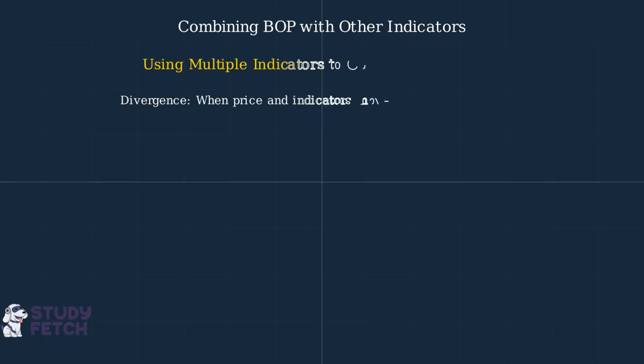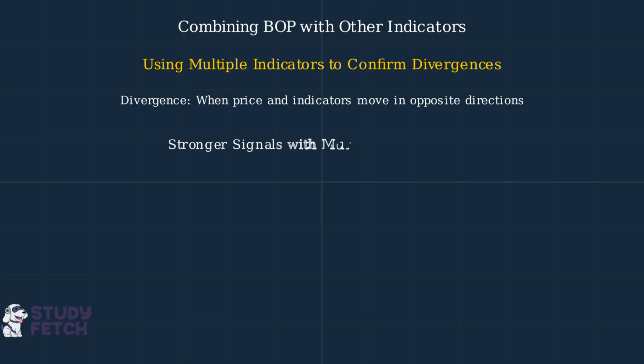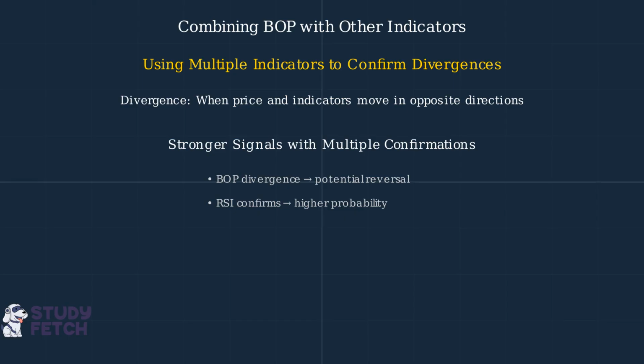One of the most powerful applications of combining indicators is confirming divergences, where price and indicators move in opposite directions. By using multiple indicators together, you can significantly increase your trading signal reliability. Start by identifying a BOP divergence, which suggests a potential market reversal. Then, look for RSI confirmation, which increases the probability of a successful trade.